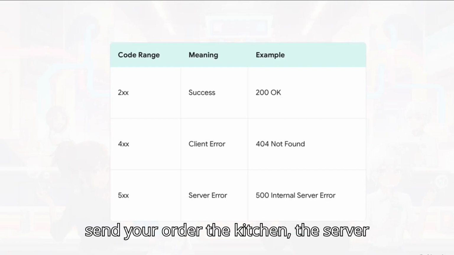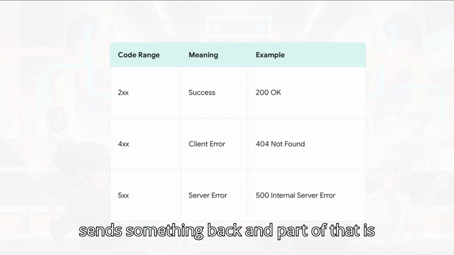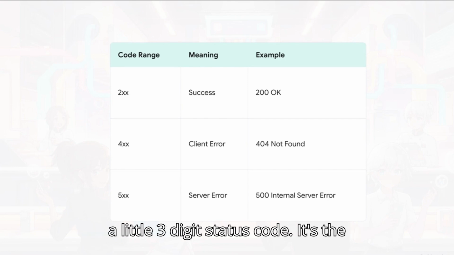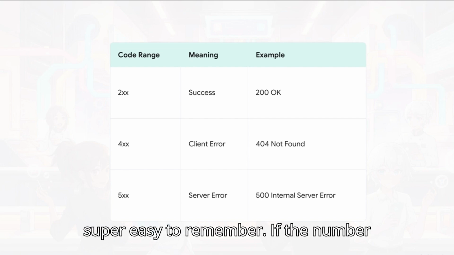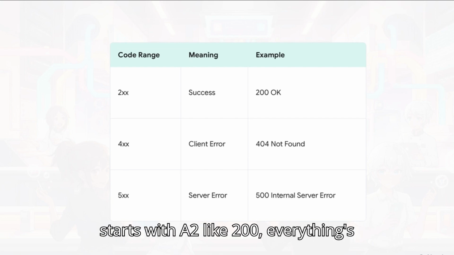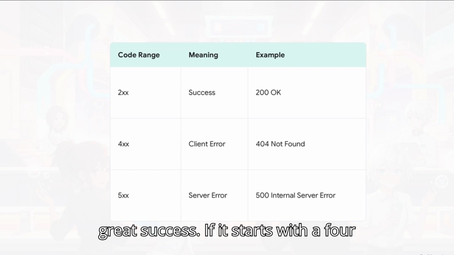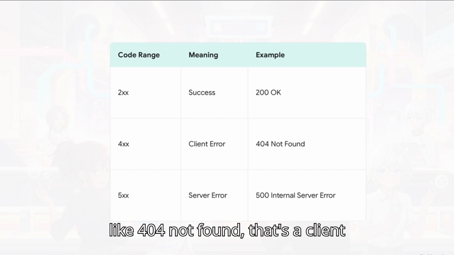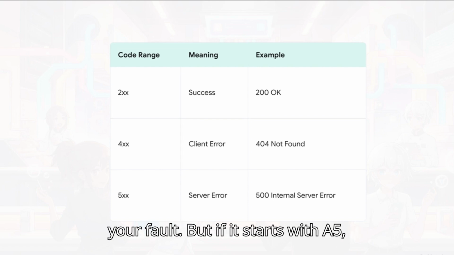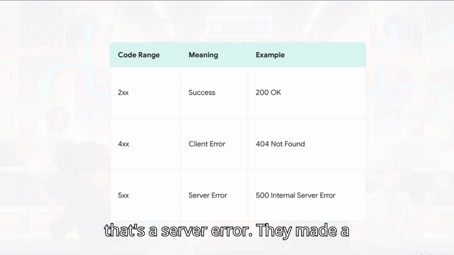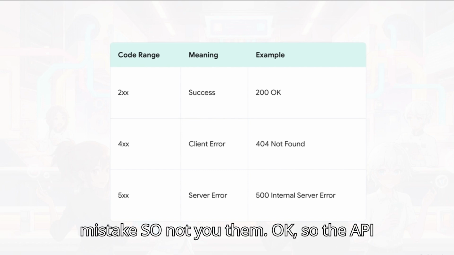So after you send your order, the kitchen, the server, sends something back. And part of that is a little 3-digit status code. It's the server telling you what happened. And it's super easy to remember. If the number starts with a 2, like 200, everything's great. Success. If it starts with a 4, like 404 not found, that's a client error. That means you made a mistake. Your fault. But if it starts with a 5, that's a server error. They made a mistake. So, not you, them.